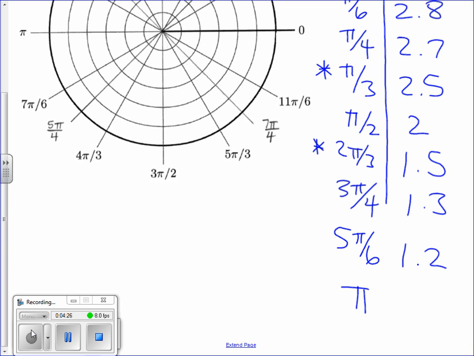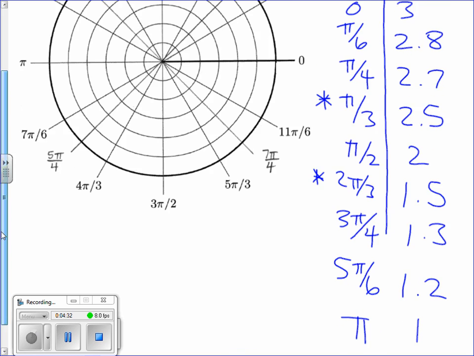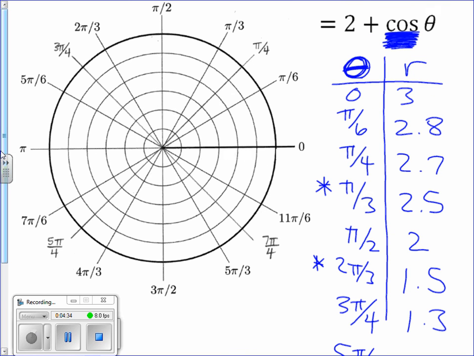And then go all the way over to pi. The cosine of pi is negative 1. Add 2 to that, now you're at positive 1. So what we have are the points that we can use to plot here for the top half of this limacon. So I'm going to go at 0 radians.